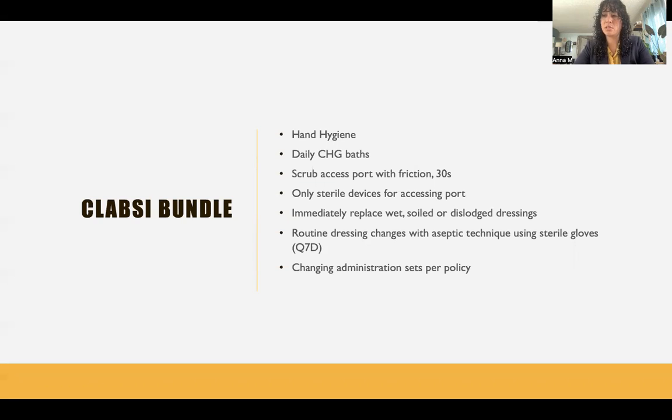Also, this includes changing administration sets for continuous infusions per hospital policy. For certain infusions, such as if patients are receiving propofol, you are to change the entire set with every vial, or change lipids for TPN within a 72-hour timeframe.